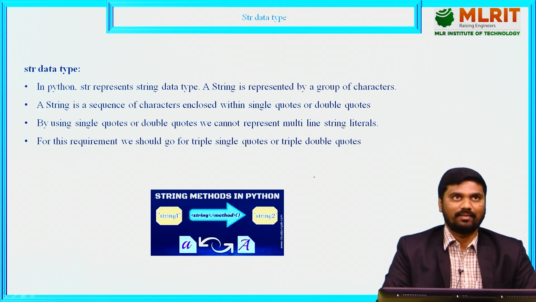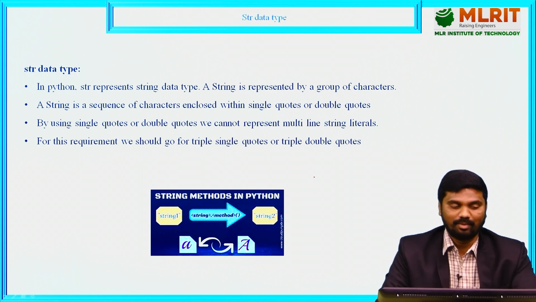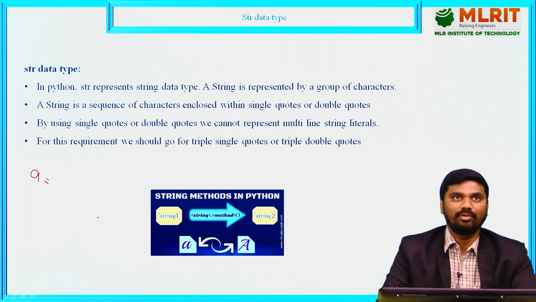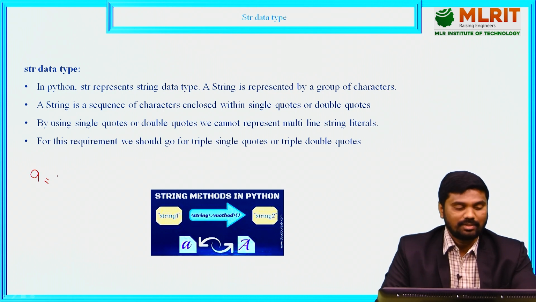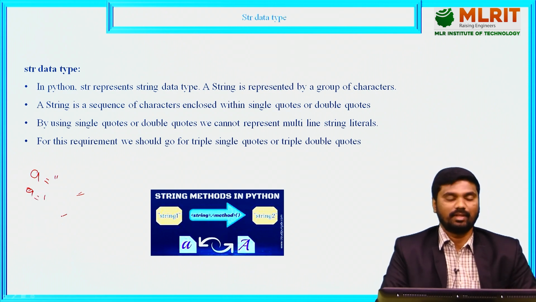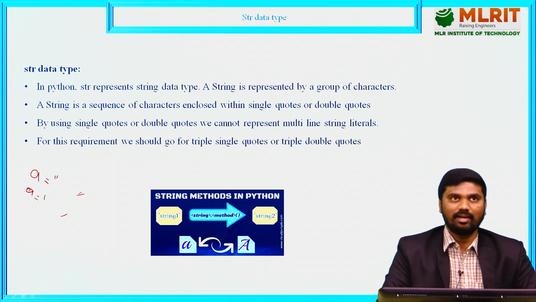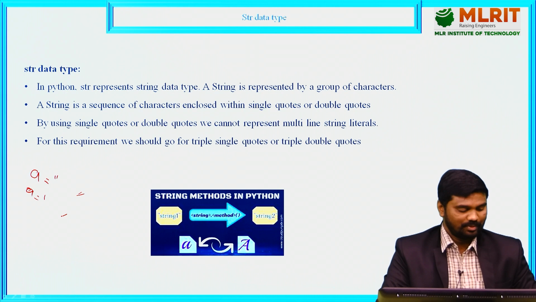In Python, str represents the string data type, and a string is a group of characters, as we discussed in the example. Next, a string is a sequence of characters represented with single quotes or double quotes. That means if you are going to represent a string value, you must enclose it with single quotes or double quotes. Either you have to represent it with single quotes or double quotes. Let me see one example through this program.